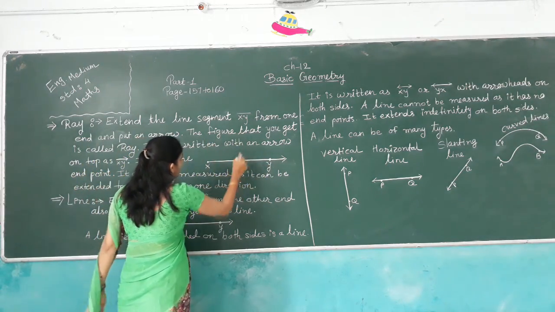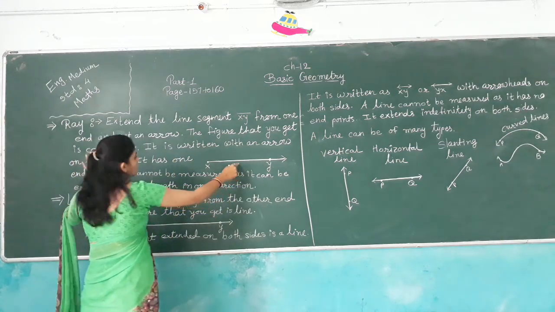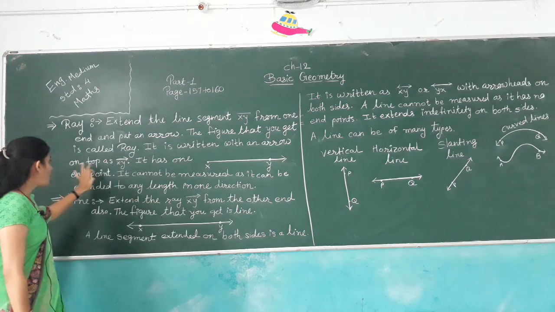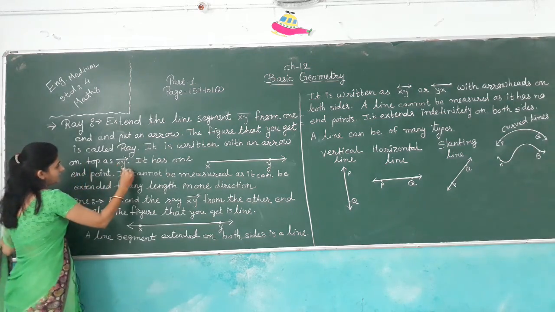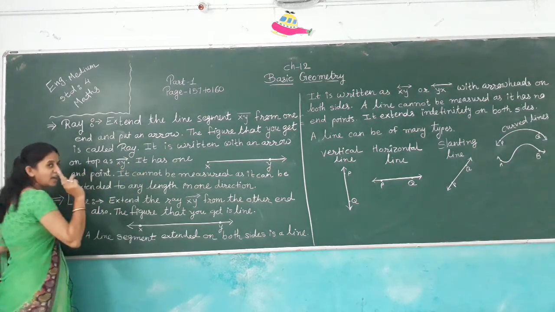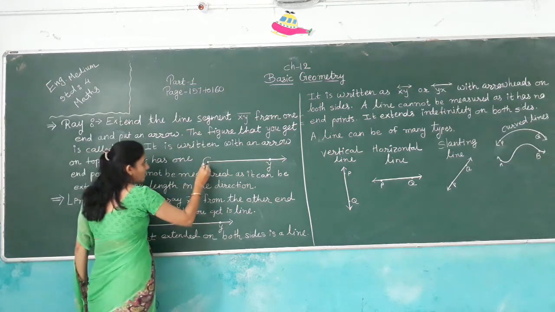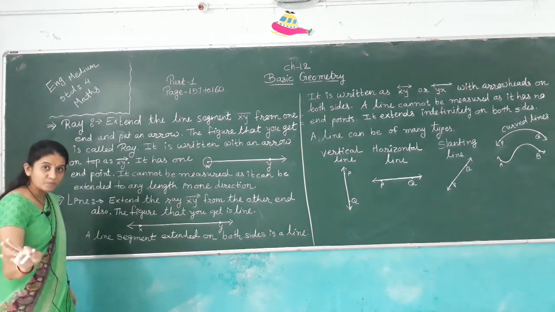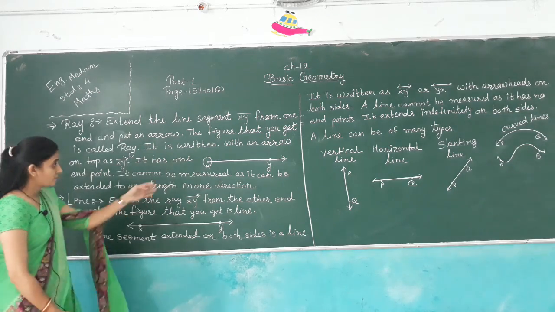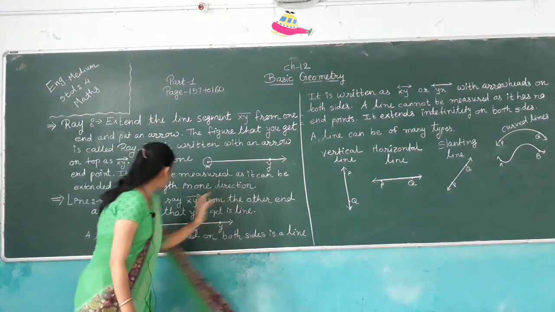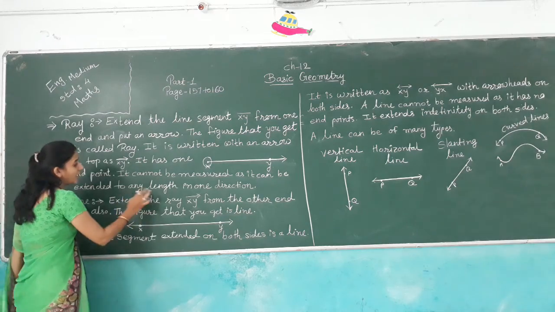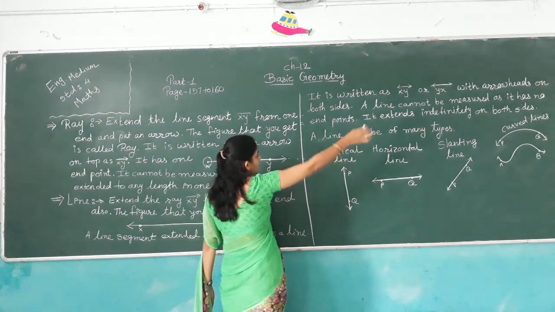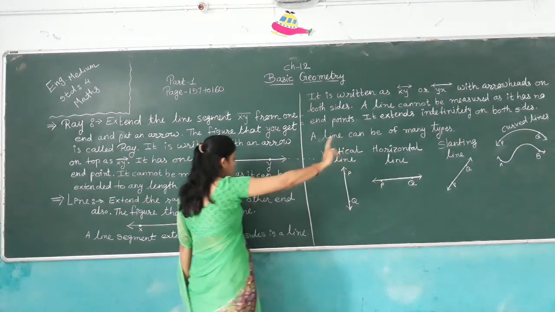The figure that you get is called a ray. It is written with an arrow on top, as ray XY. It has only one end point. It cannot be measured, as it can be extended to any length in only one direction.